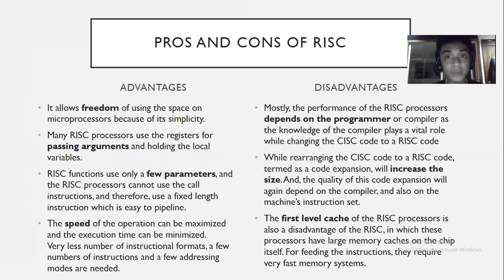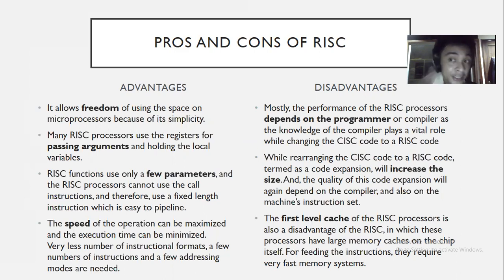Now we move on to the pros and cons of RISC. Let's start with the advantages. RISC allows freedom of using the space on microprocessors because of its simplicity. So the RISC gives the microprocessor more leeway to perform more. This is why, again, pipelining is possible in RISC. Many RISC processors use the registers for passing variables and holding the local variables. So RISC very much utilizes efficiently the registers available. So this is why RISC is good.